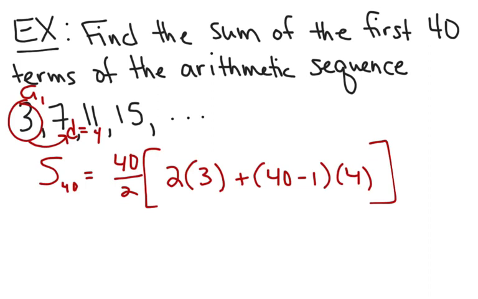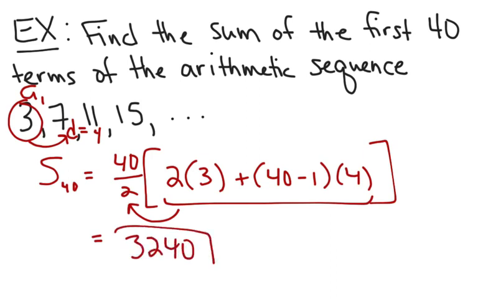So when I plug this into my calculator and then multiply it by 20, I'm going to find out that the sum of the first 40 terms is 3,240.